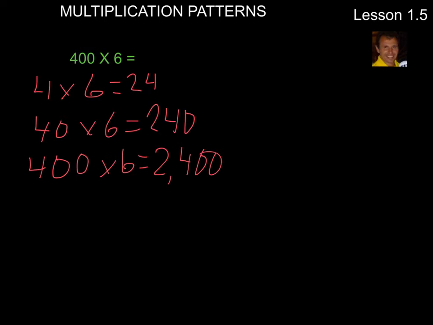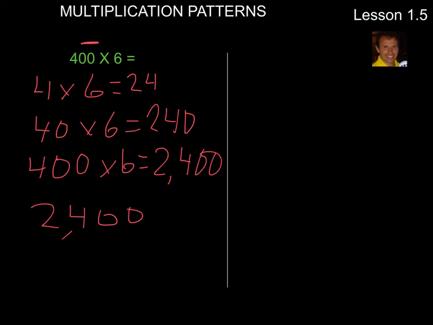Now, the way I approach a problem like this immediately is I say, okay, well, 4 times 6 is 24, and then I just count the two zeros here and add them on. With powers of 10, you can get away with that, so we get a solution of 2,400.